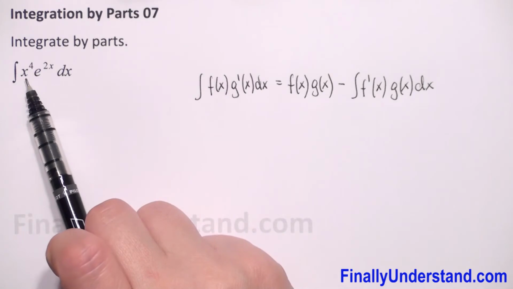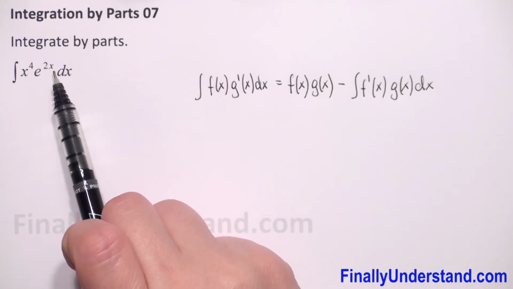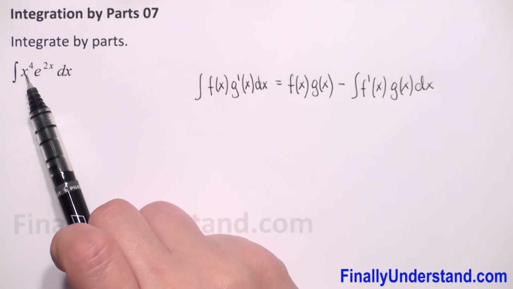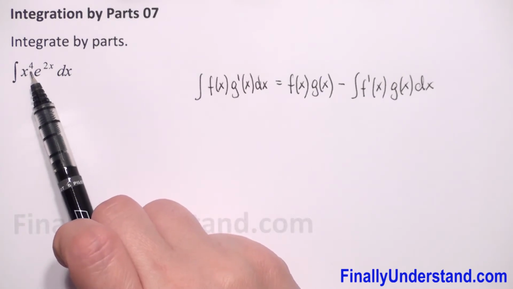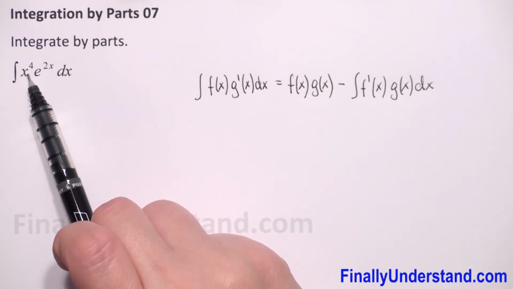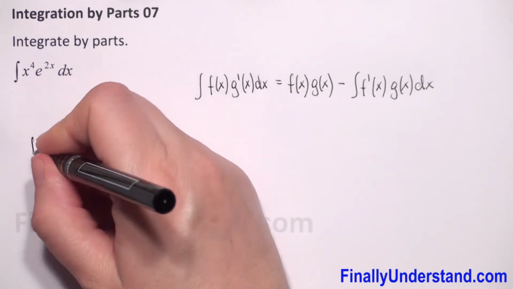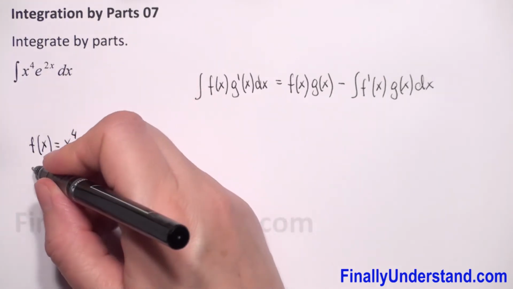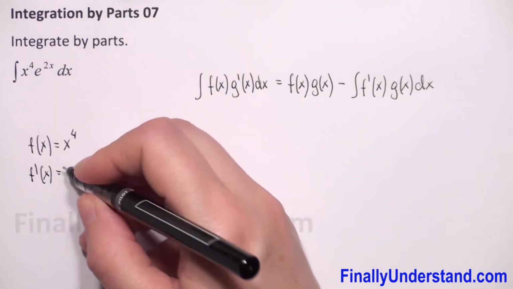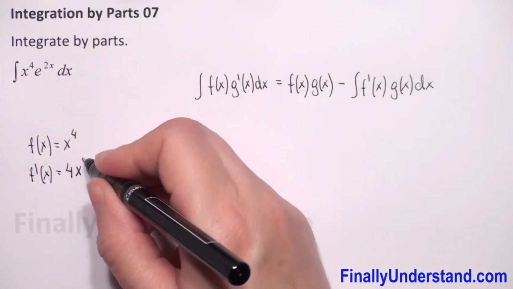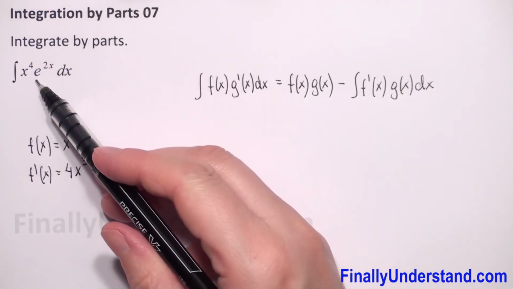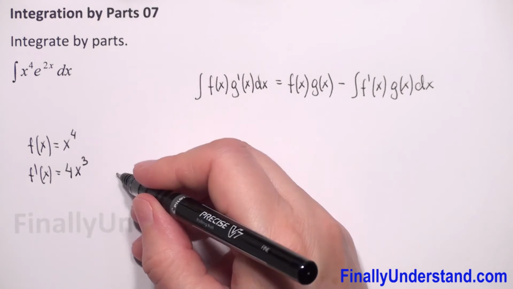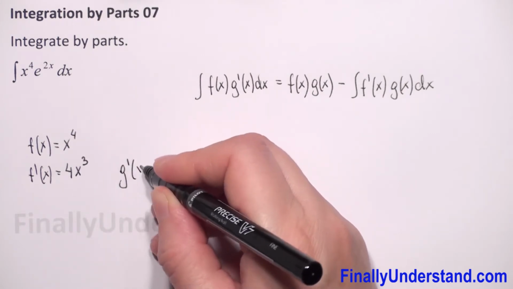Because we have here x to the 4th power times e to the power 2x, I will take f of x equals x to the 4th power. Why? When we take the derivative of x to the 4th power, the power will reduce to x to the third power. So it's a good idea to take f of x equals x to the 4th power. So f prime of x will be 4x cubed. What's left? We have e to the 2x power, so this is our g prime of x.